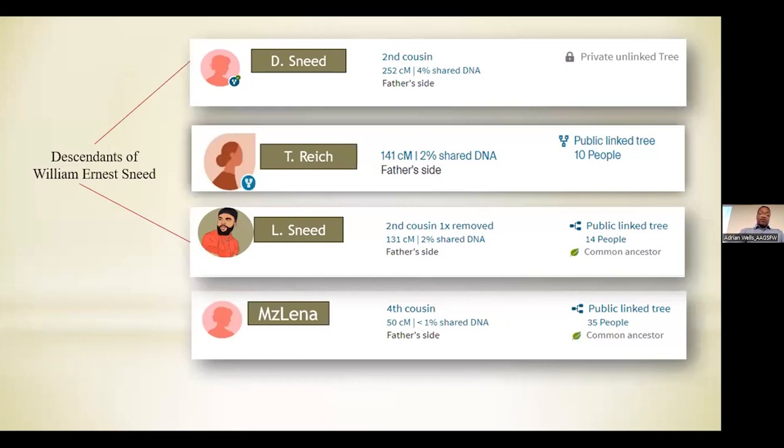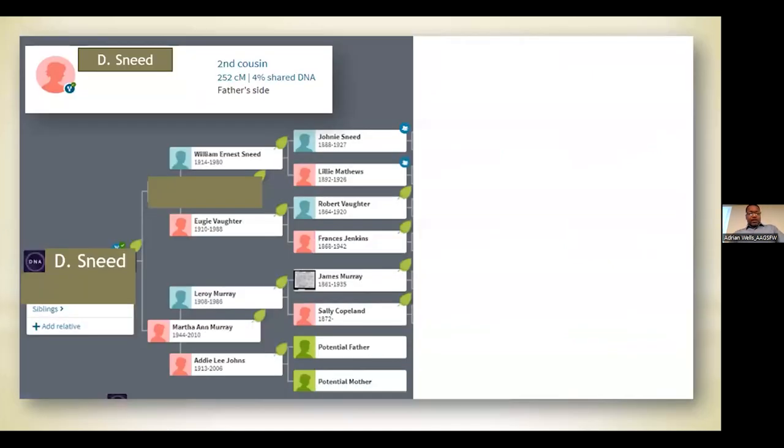And I know from research and building out their trees that they both descend from William Ernest Sneed, which in most records he goes by Ernest. But again, here we go with naming patterns. So William most likely was named after his grandfather, Will Matthews. And so here's D Sneed's tree.